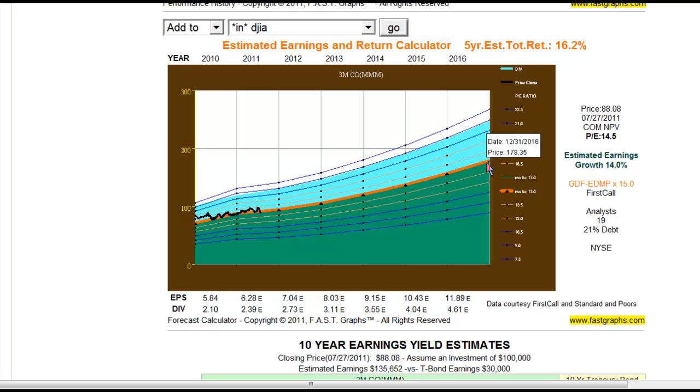If 3M were to grow at this rate and trade at a normal 15 multiple, it would be a $178 stock by 12/31. However, if it would trade more in line with its historical multiple of between 19 and 20 times earnings, you could see 3M trading at $231.86 by year-end 2016.